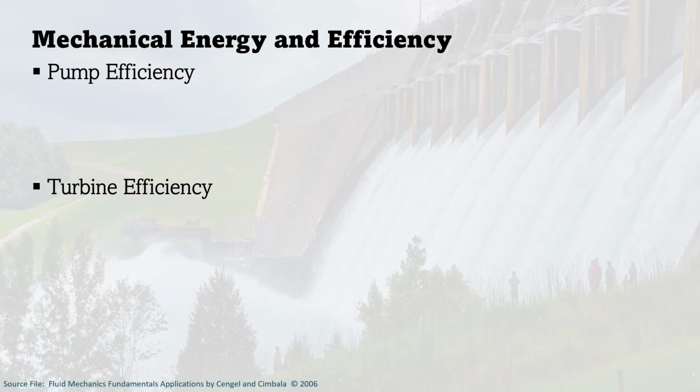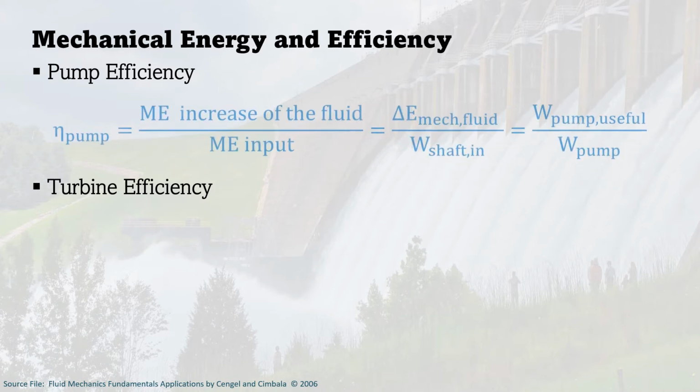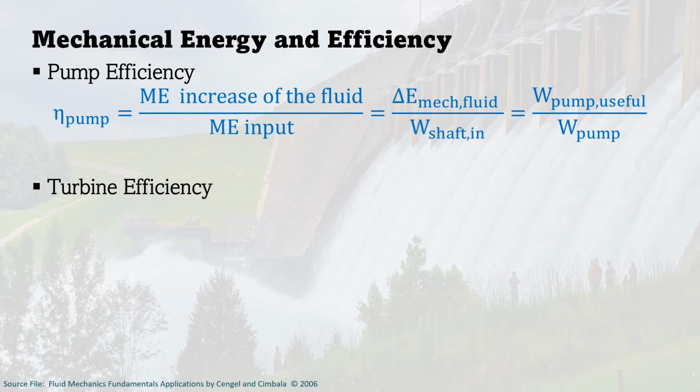The mechanical efficiency of two common devices used in fluid mechanics, the pump and the turbine, is defined as follows. For the pump efficiency, it is defined as the mechanical energy increase of the fluid divided by the mechanical energy input. So in equation form, it is denoted by the symbol. It is the change in mechanical energy of the fluid divided by the shaft work. Since the input is from the rotating shaft, if you look at an actual pump operation, it is connected to a motor which produces shaft rotation.